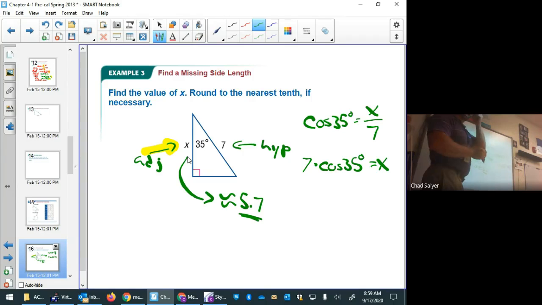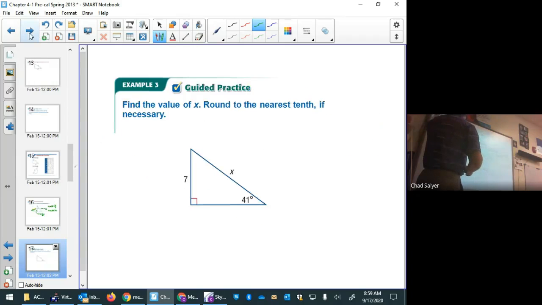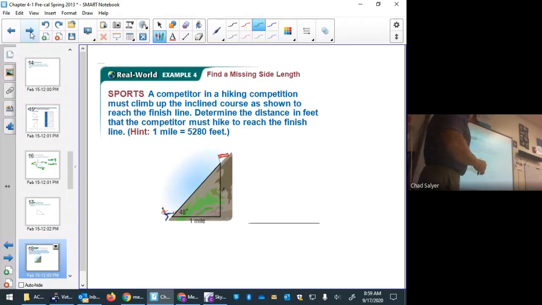My homeboy, he's high on Joule now. Nobody talk to him. Find the missing side length. Look at this homeboy. He runs like this.